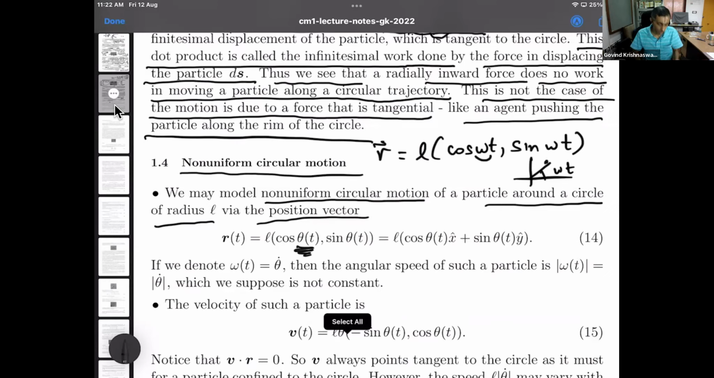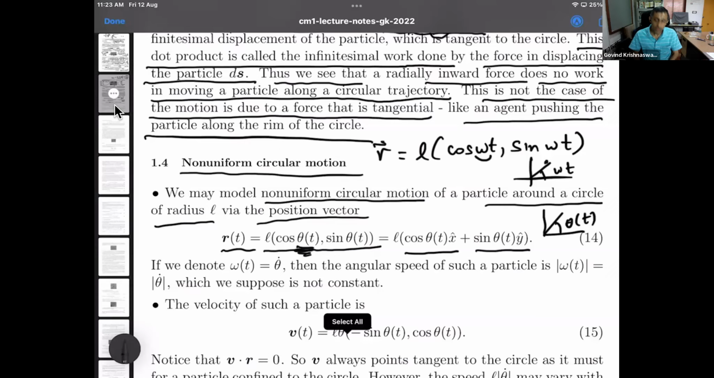But let us consider the more general situation where r of t, simply because the particle is still on a circle, can be expressed in this way as L times cosine theta of t comma sine theta of t. So as an ordered pair, or if you wish, as L times cosine theta of t x hat plus sine theta of t y hat. I hope you are now comfortable with expressing circular motion in this manner, the position vector of a circularly moving particle. This is completely general. No assumption is made about the speed of the particle.